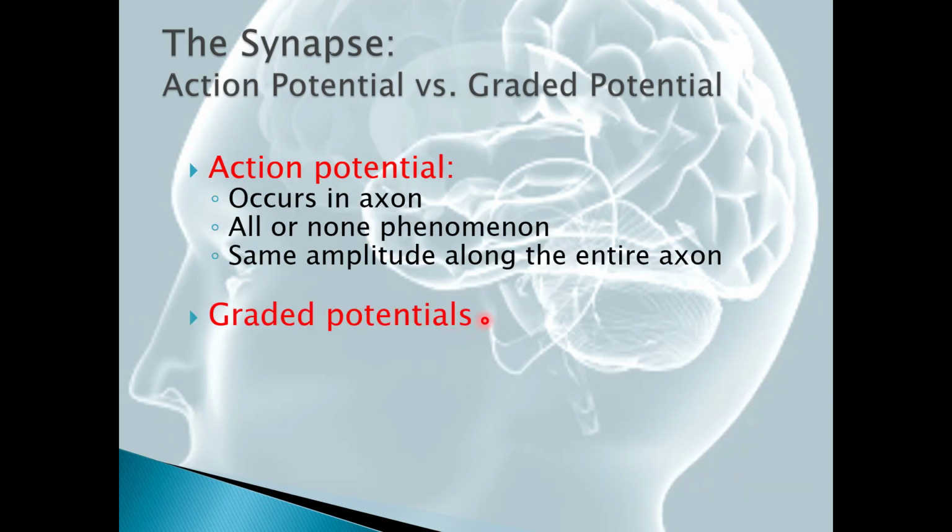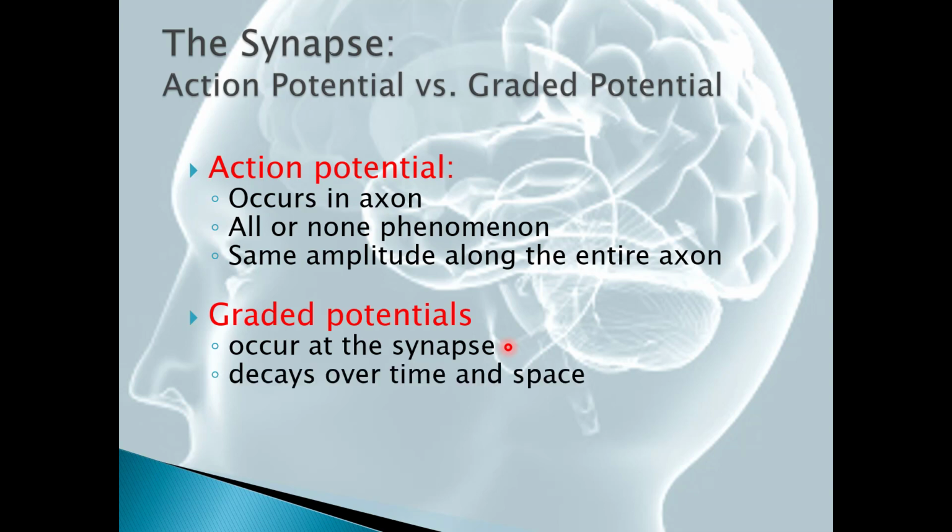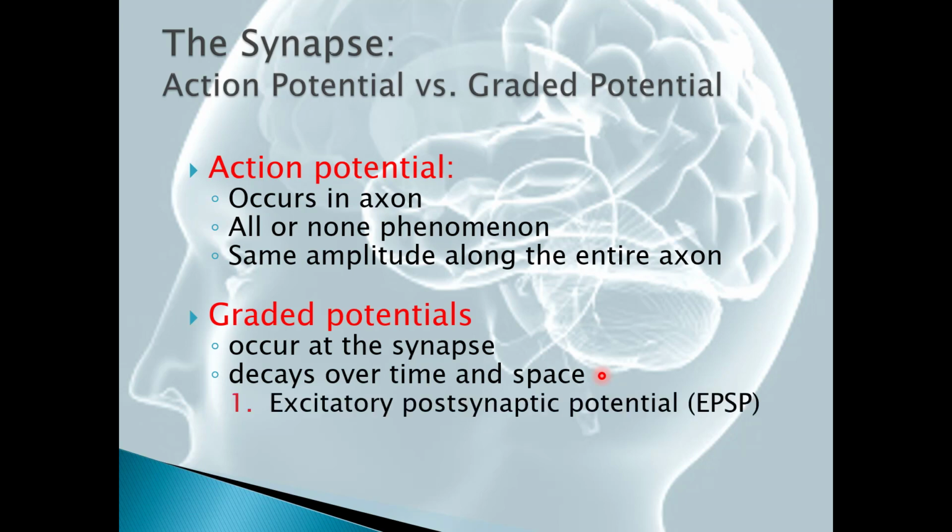Now let's compare that to a graded potential, because that's what we're going to be talking about in this module. So a graded potential occurs at the synapse. The action potential traveled down the axon. Now we're here at the synapse, and we're going to have in that postsynaptic neuron a graded potential. It does decay over time and space, so it does get weaker over time. The more time passes, the weaker that potential is going to be, and over space, the farther away from that initial potential, the weaker that potentiation will be.